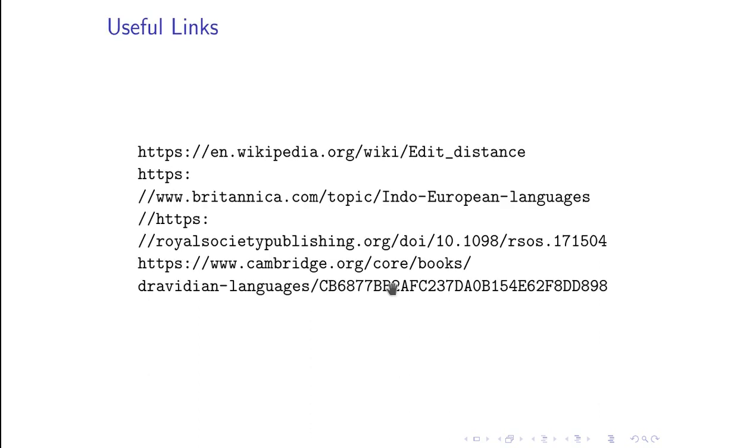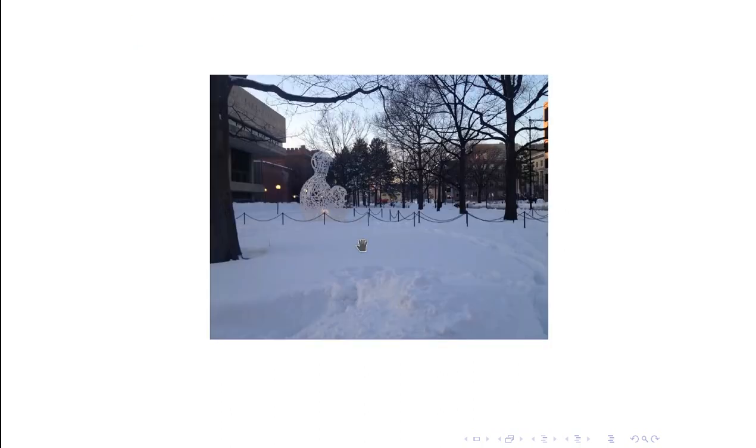So here are some useful links. Again, the Wikipedia page on edit distance was quite informative. Then, like I mentioned, the Encyclopedia Britannica page on Indo-European languages is quite good. Then the third one is actually a paper on Dravidian languages, and I have a hands-on example as always, and the data set for that hands-on example comes from this paper. And then finally you have a textbook by the late Dravidianist B.H. Krishnamurthy, which you can read if you're interested specifically in Dravidian languages.